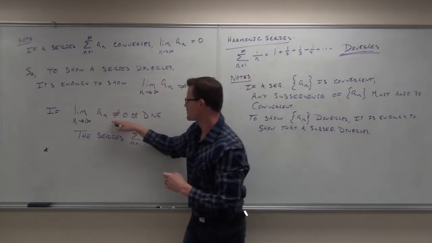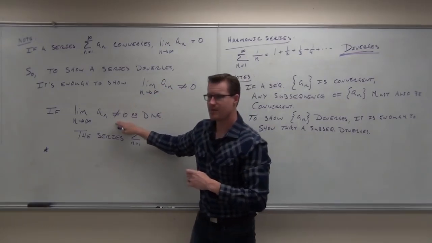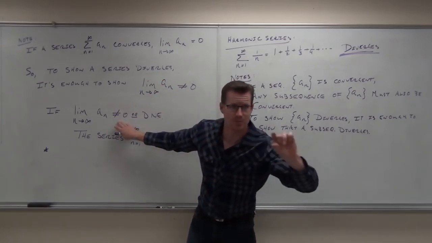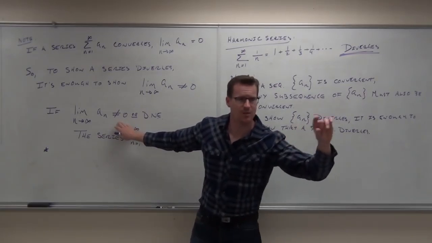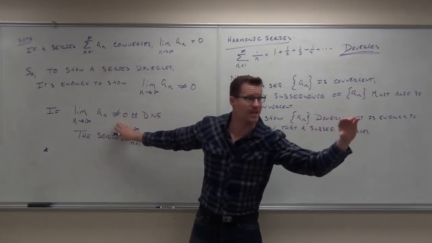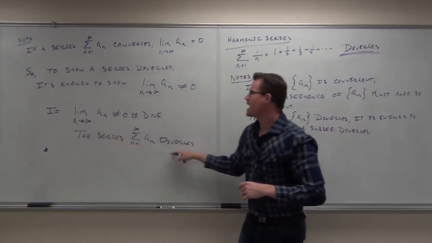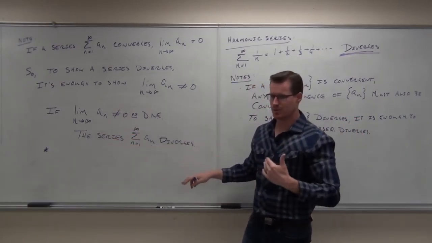So if the limit of our terms does not equal 0, then what that means is we're not adding 0 at the very end of our sequence. We're adding numbers that go on forever and ever. We're going to always add up more and more numbers that are the same, or close to the same. Or if the limit doesn't exist, then this series has to diverge. That's what we can do.